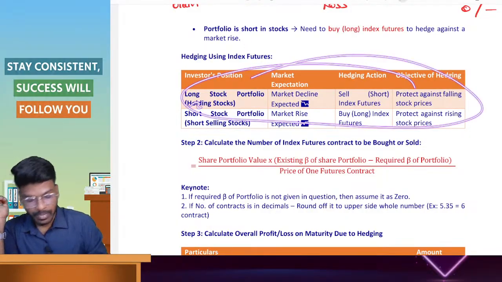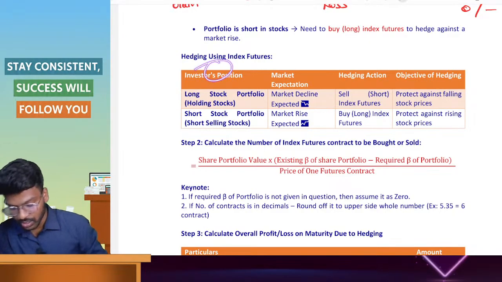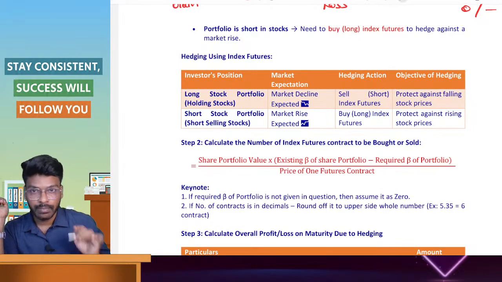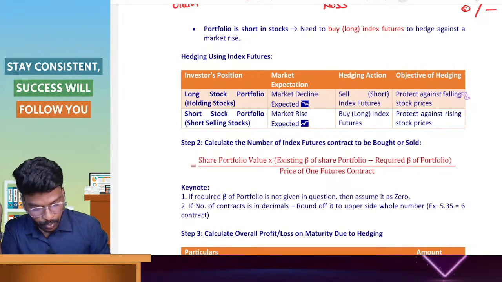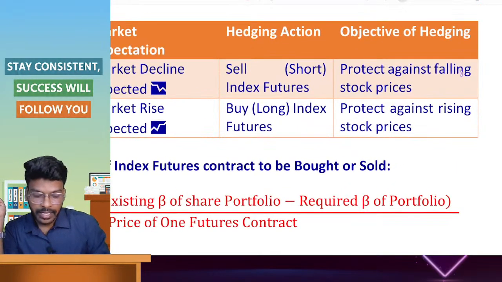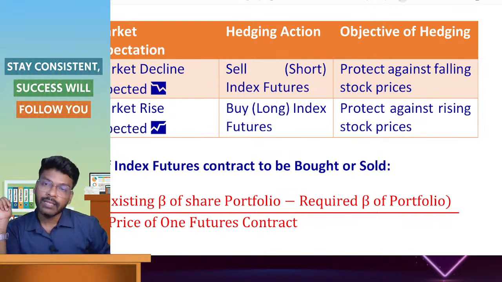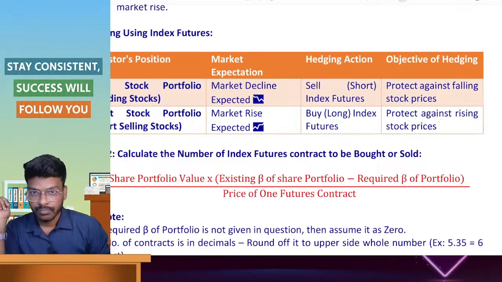Okay, this is a summary table. Long position in stock portfolio. This is my current position. This is my expectation. I will take the opposite position. That is my action in day 3. This is my objective: to protect against the price falling, the stock price going to decrease. If I am in a long position, my expectation is that the price will increase. Later my expectation changes, so I will go for a short position. So I will protect my losses.